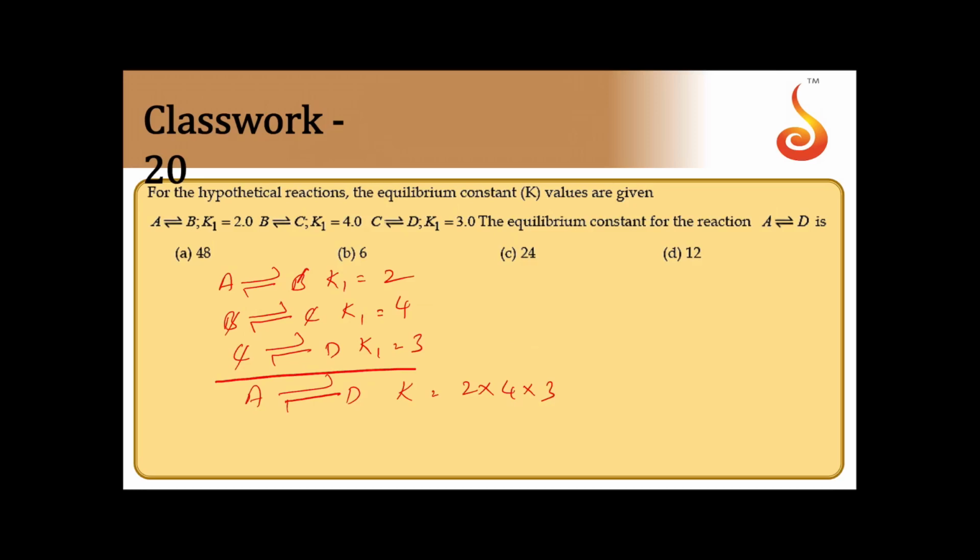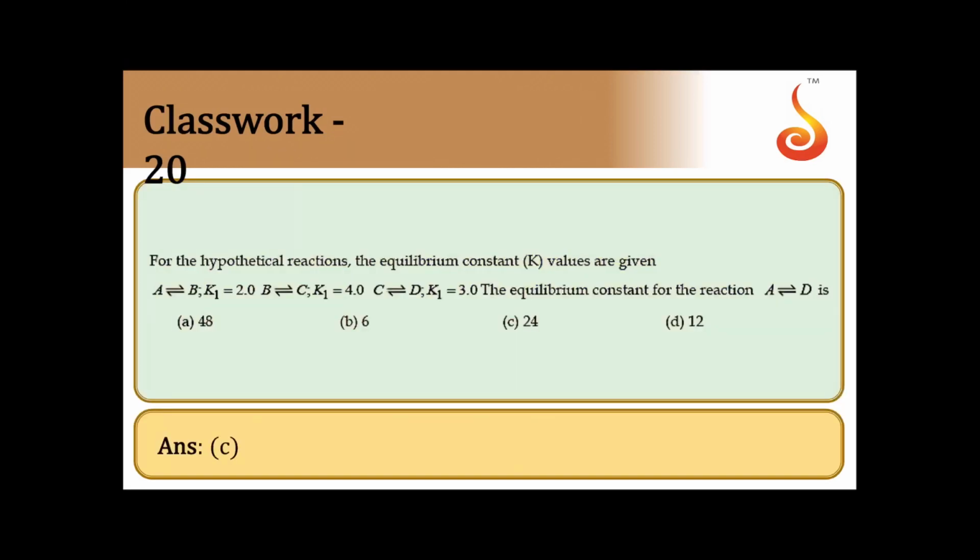So it is K1, K2, K3 values given to us, so therefore the product of all three values. So the answer is 24. 24 is option C. So whenever we add equations to get the final expression, we need to multiply the respective equilibrium constants to get the final equilibrium constant. So multiplying 2, 4, 3, we get the final value. So the answer is 24.